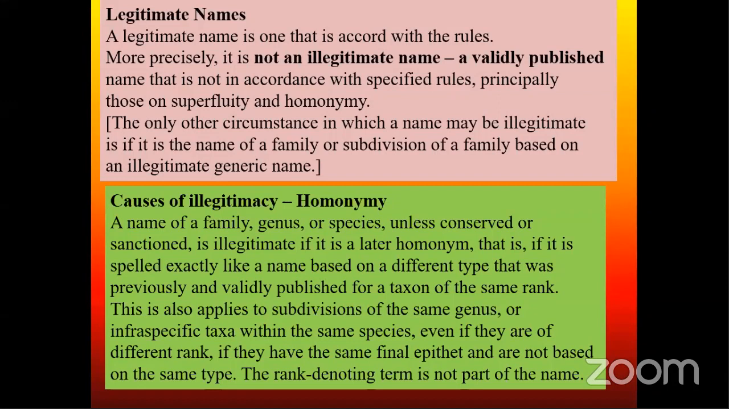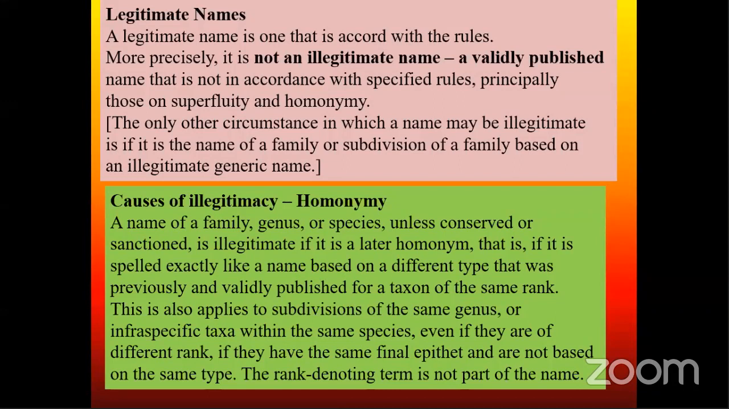The only other circumstance in which a name may be illegitimate is if it is the name of a family or subdivision of a family based on an illegitimate generic name. Suppose an illegitimate generic name, sometimes it was there. For example, for many families, the rule was there that the family name starts with the stem of the genera. I told already, for example, Fabaceae, Faba is not the valid name, but Fabaceae is there. Ebenaceae, Ebenum, there is no genus Ebenum. Already it was there, but Ebenum is an illegitimate name. Now there is no genus Ebenum, but Ebenaceae is there. Similarly, Balsaminaceae, Balsamina, there was no generic name Balsamina. Well, Balsaminaceae is there. How? It's a type species. Only a few families have an exception from the rule, which they have given very clearly.